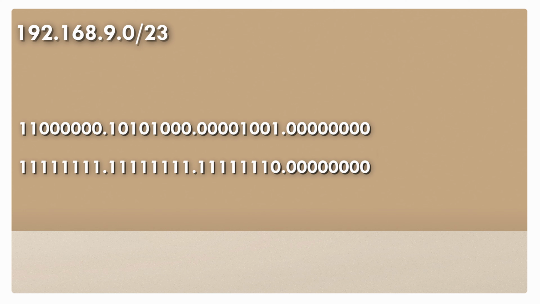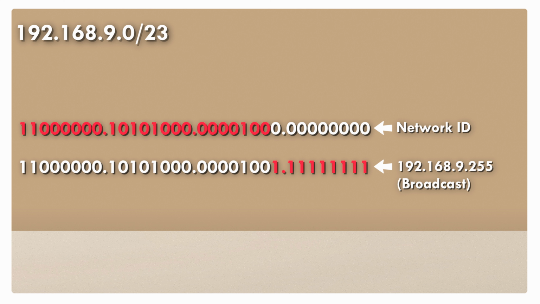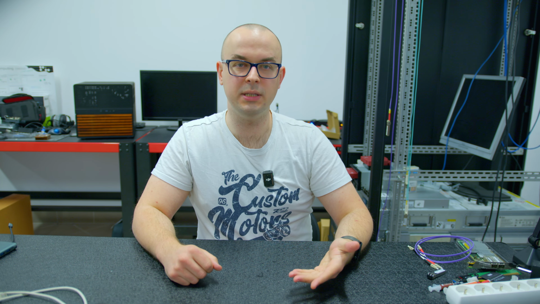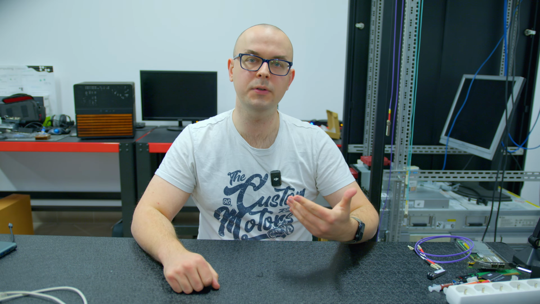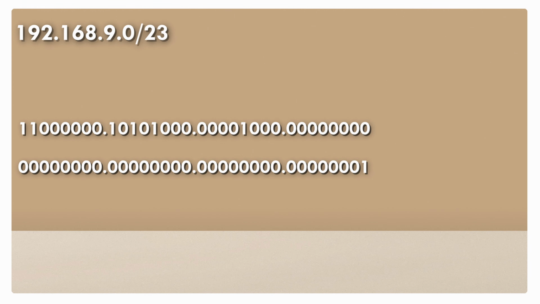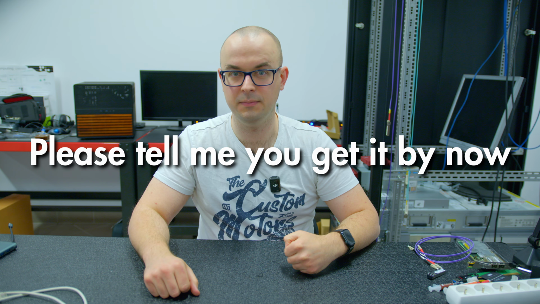If we execute a boolean AND on address and netmask, we get the network address. If we change bits that aren't network ID from 0 to 1, we get the broadcast address. Broadcast means that our packet is to be received by every host in the network. Network ID and broadcast cannot be assigned to hosts as IP addresses, so the first usable IP address will be the network ID plus 1. And the last usable address will be broadcast minus 1.